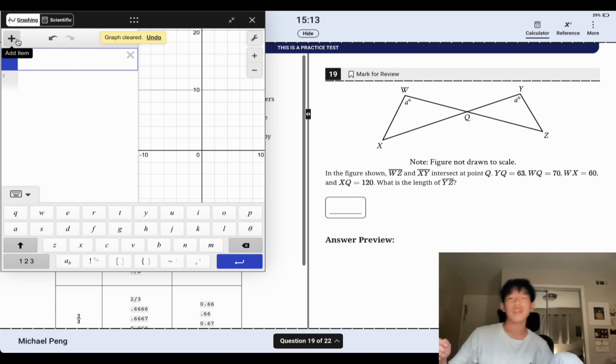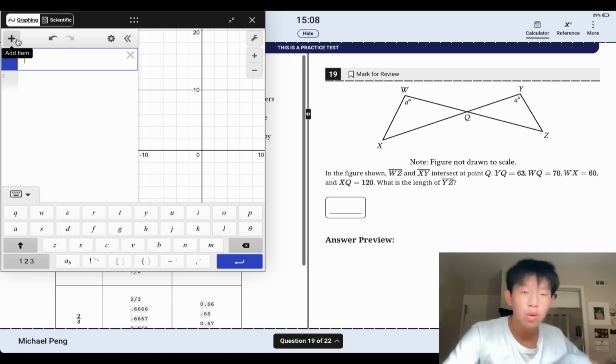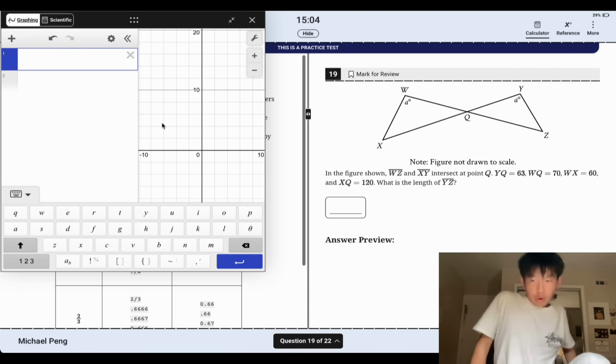Oh my gosh, bro. Okay, I know what you guys are thinking. You're like, Michael, you're cooked. How do you use Desmos for this stupid question? So what I want you to know is, first of all, these triangles are similar.